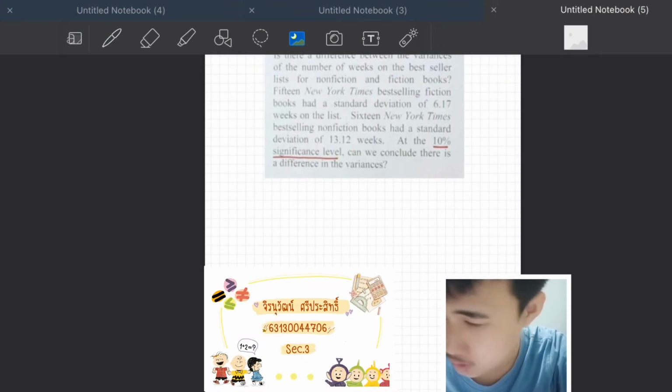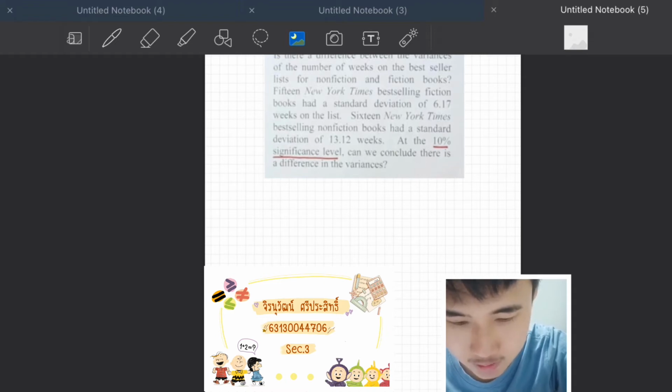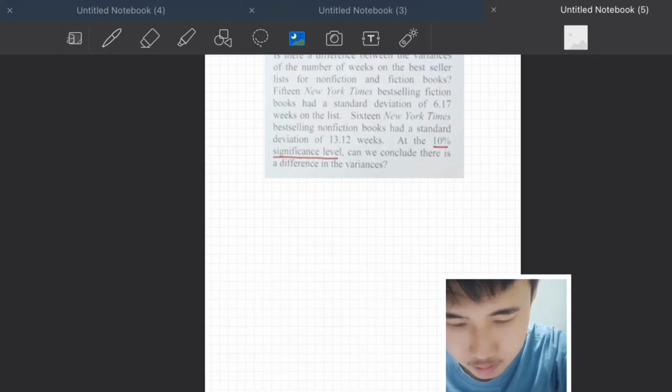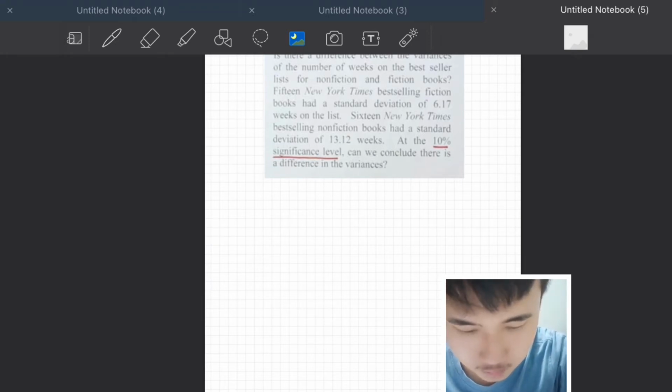Is there a difference between the variance of the number of weeks on the bestseller list for non-fiction and fiction books? 15 New York Times best-selling fiction books had a standard deviation of 6.17 weeks on the list.